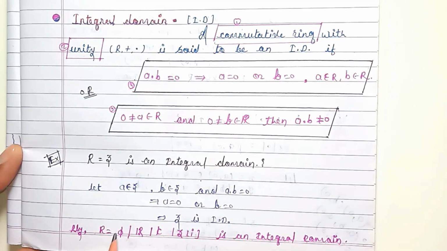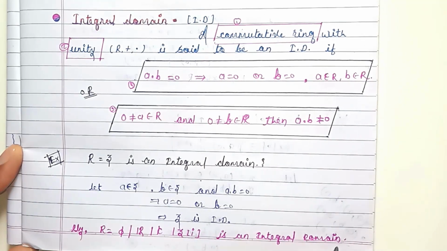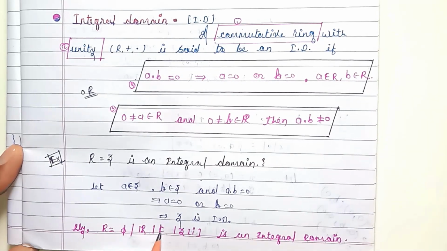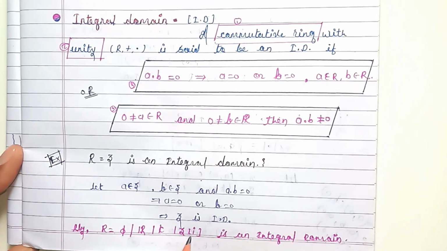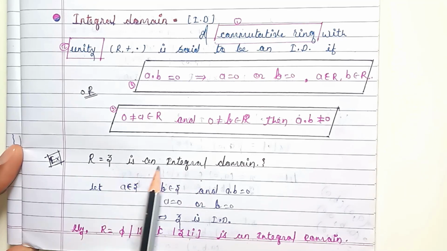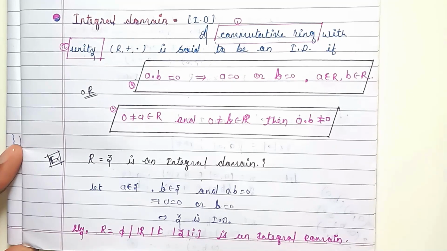Similarly, you may try for your homework: Q, R, C, and Z[i] are integral domains. Why are they integral domains? 0 belongs to Q, 0 belongs to R, 0 belongs to C, and 0 plus 0i belongs to the Gaussian integers. That's why they are integral domains. So this is the first example that we proved here: Z, Q, R, C and the Gaussian integers are all integral domains.